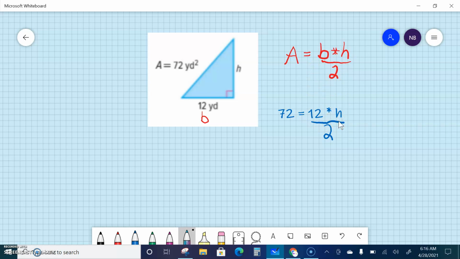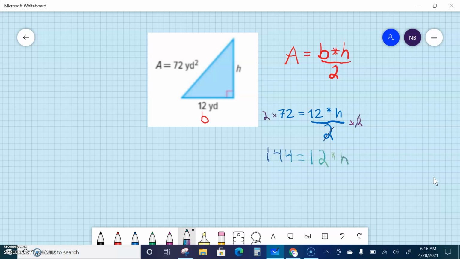All right, first step is to get rid of the 2. So we're going to multiply by 2. And it's always going to be multiplied by 2 for your second step. You just have to make sure whatever you do to the right side, you do to the left side. All right. So the 2 times 2 on the right cancels out and becomes a 1. Then we're going to do 2 times 72, which gives us 144 equals 12 times H.